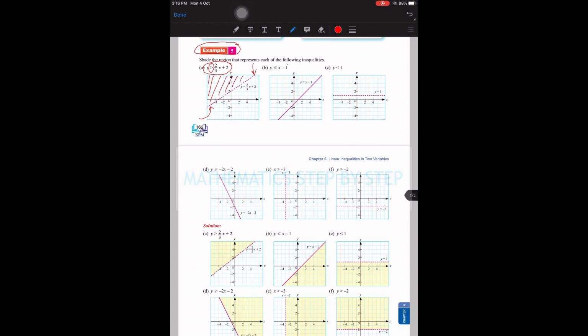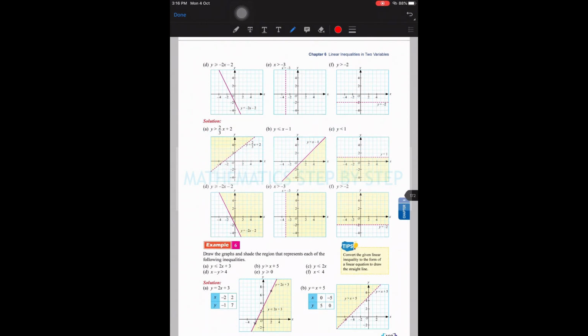Then y is less than or equals to x minus 1. Less than or equals to, that's why in this case it is a solid line. Less than will be the region below the straight line. Y is less than 1. Again, because it is less than, a dotted line is being used. Less than is the region below the straight line. Then y is greater than or equals to negative 2x plus 2. Greater than or equals to, so in this case it is a solid straight line. Greater than is the region above the straight line.